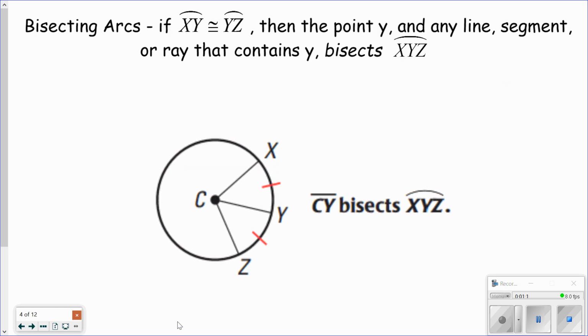Bisecting arcs. If arc XY is congruent to arc YZ, so we're saying if this arc is the same measure as this arc, they are congruent, then point Y, which is right here, and any line segment or ray that contains Y would bisect the large arc XYZ. So that means that CY here, this segment, is going to bisect our large arc.